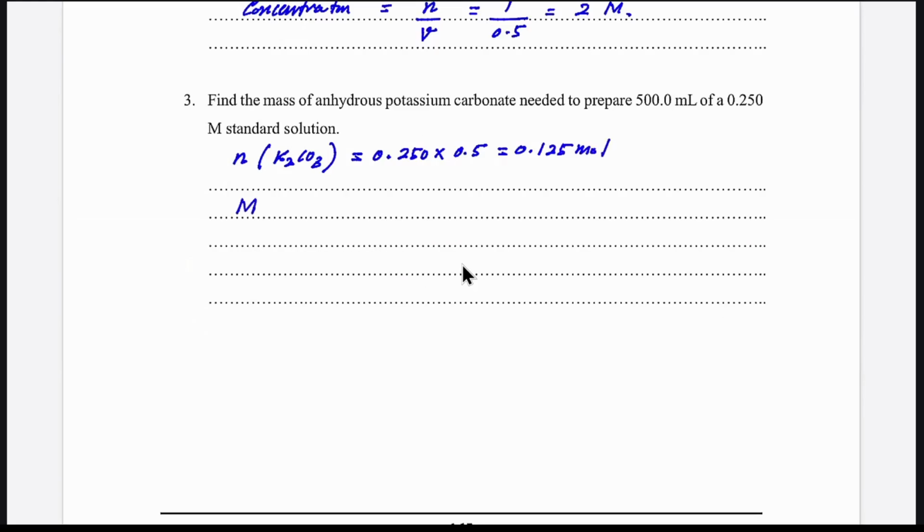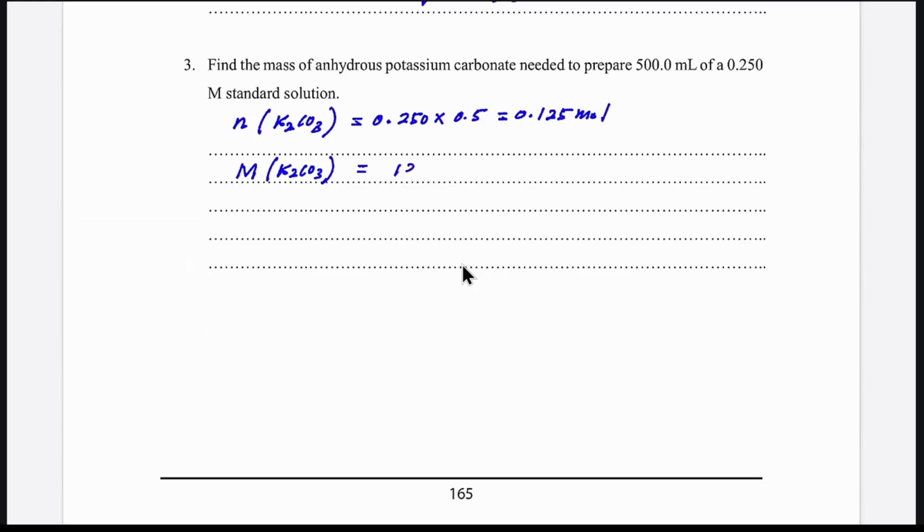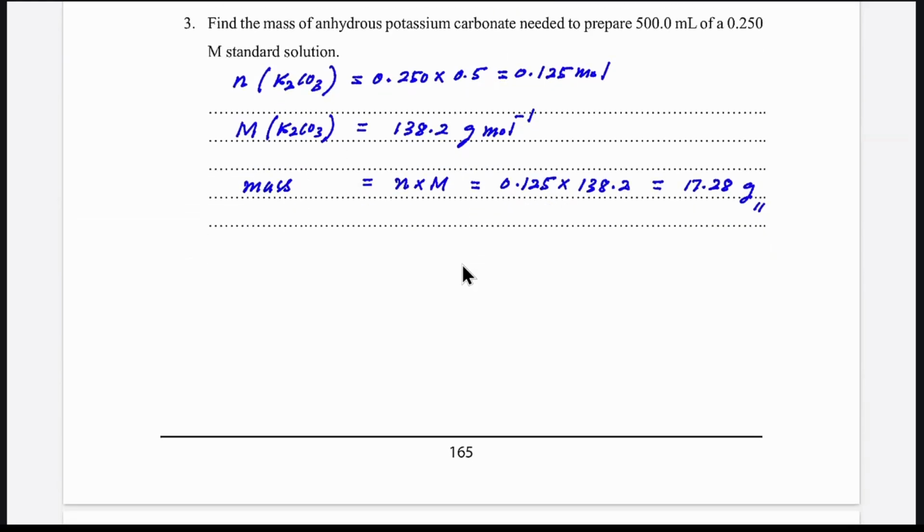How much is the molar mass? This language is important. The molar mass is 138.2 grams per mole. Then how much mass do you need? It's going to be n times capital M. That should be 0.125 multiplied with 138.2, which is 17.28 grams. Okay?